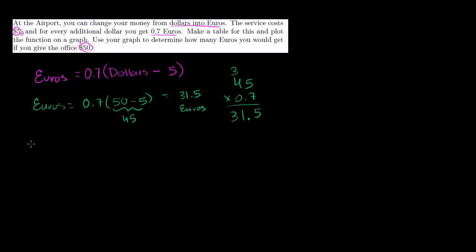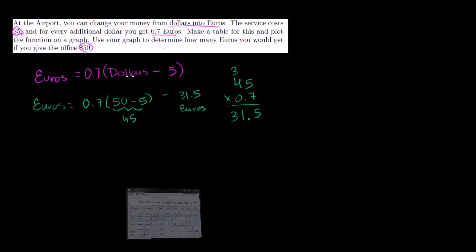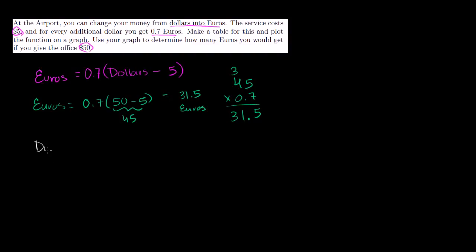So let's do a table. Let's say, and maybe I'll get a calculator out. I'll refer to that in a little bit. So let's say dollars, you give them. Dollars. And how many euros do you get? And I'll just put a bunch of random numbers. If you give them $5, they're just going to take your $5 for the fee. You're going to get 5 minus 5, which is 0, times 0.7. So you're going to get nothing back. So there's really no good reason for you to do that.